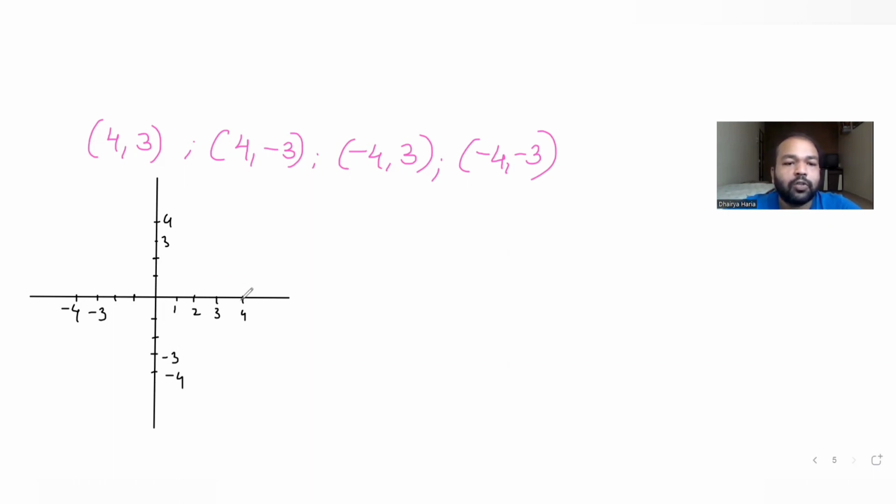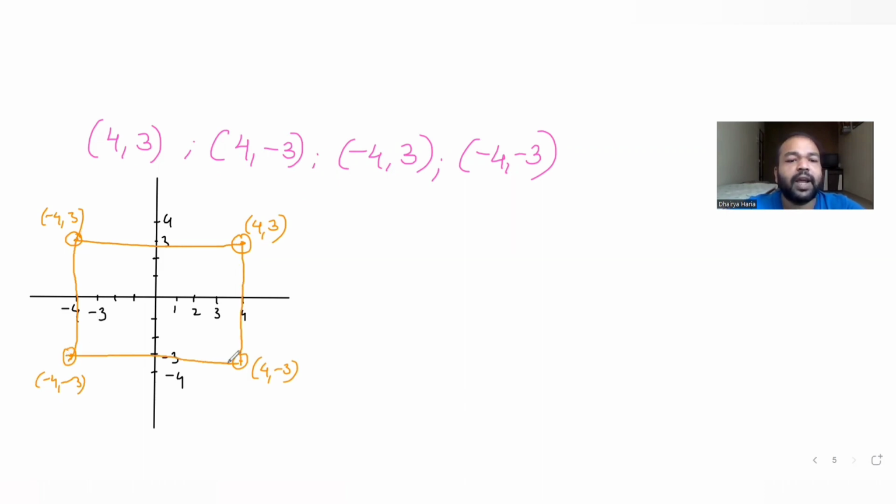Let's plot it. So (4, 3) becomes this point. Then we have (4, -3) as well. We have (-4, 3) as well. And we have (-4, -3). So we have the 4 coordinates with us. With the 4 coordinates given to me, if I join them, I get this rectangle.